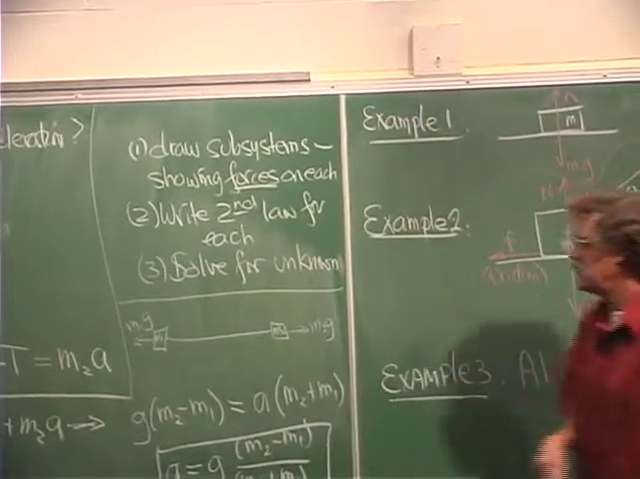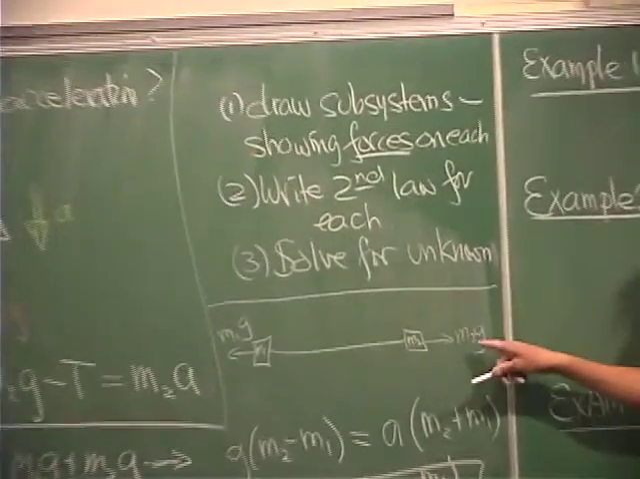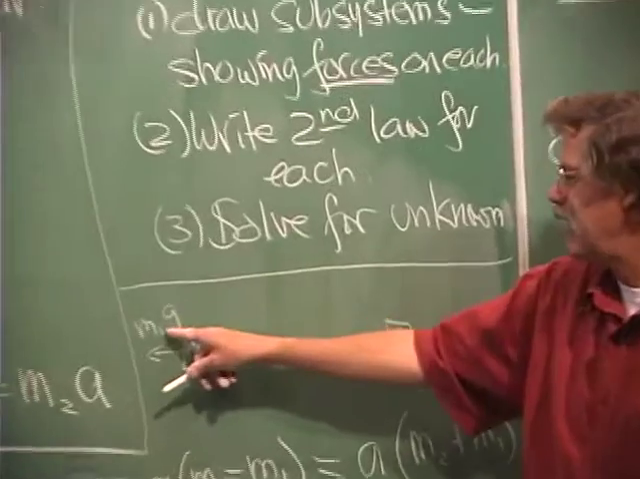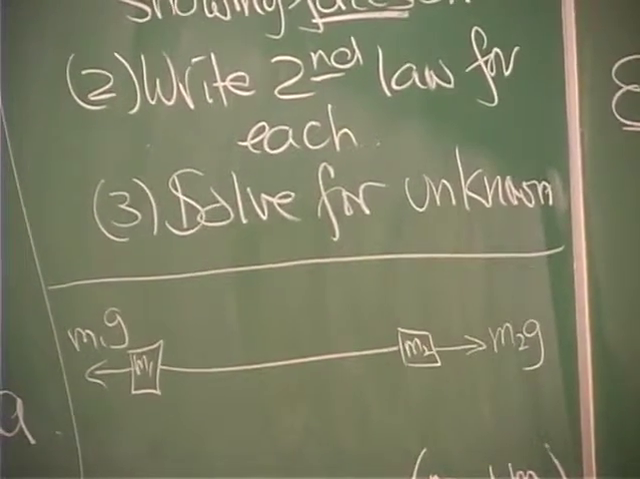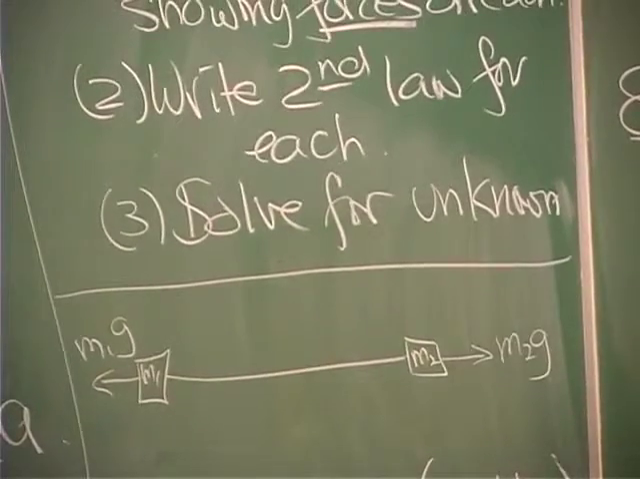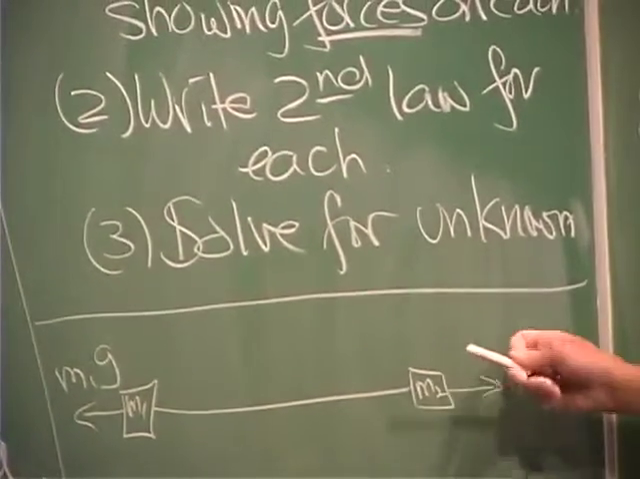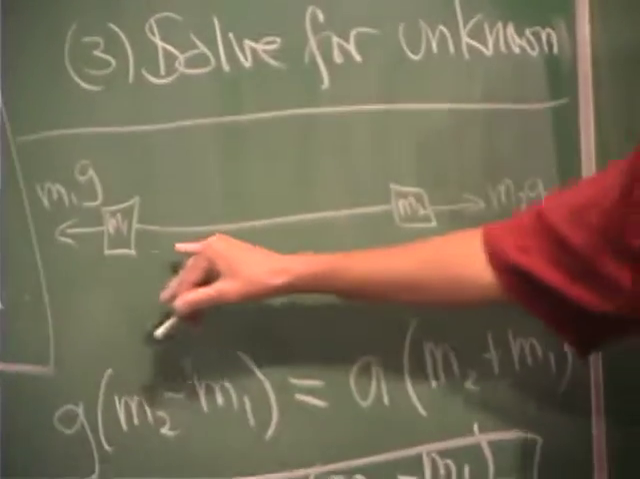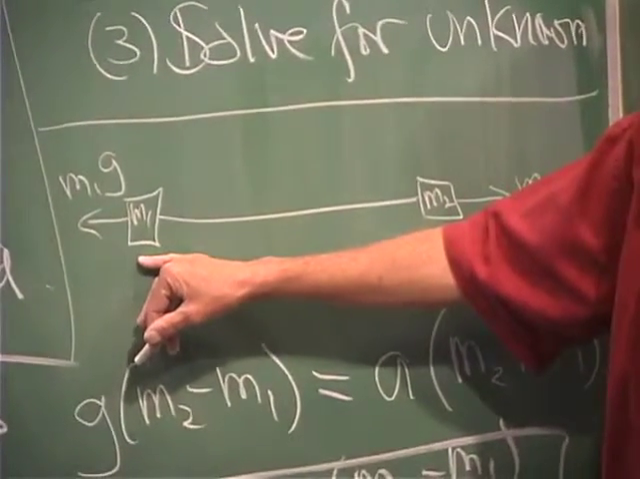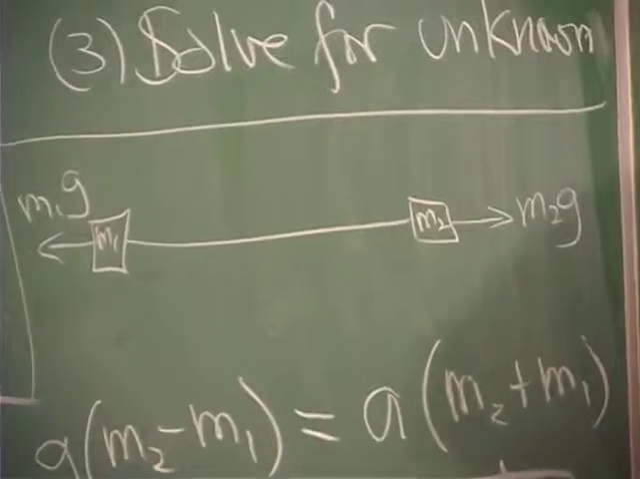And I don't need to fuss with the tension at all. I've just got a net force, M2 minus M1 times g, acting on a total mass, M1 plus M2. And the answer is immediate. If you like that way of doing business, I guess it's okay. I don't like it because gravity is pointing to the left on one side and it's pointing to the right on the other side.